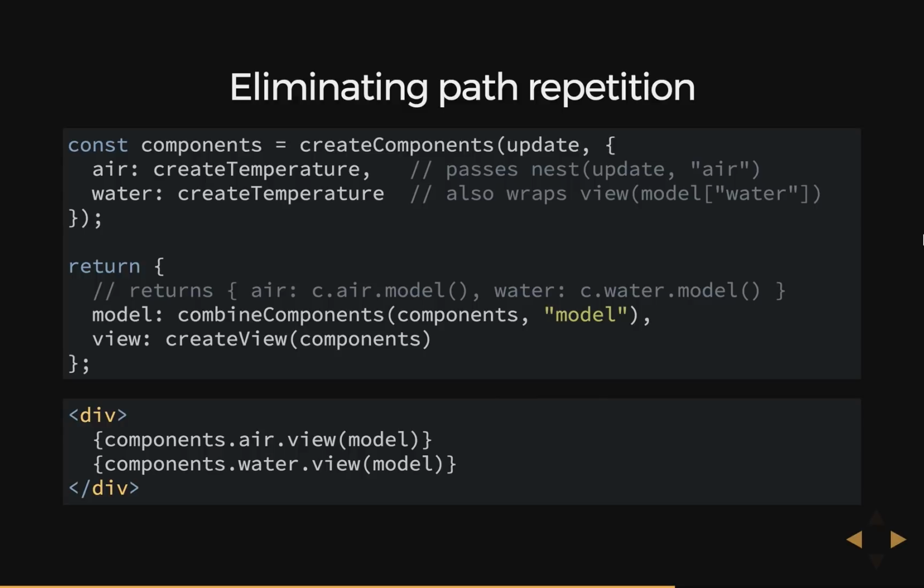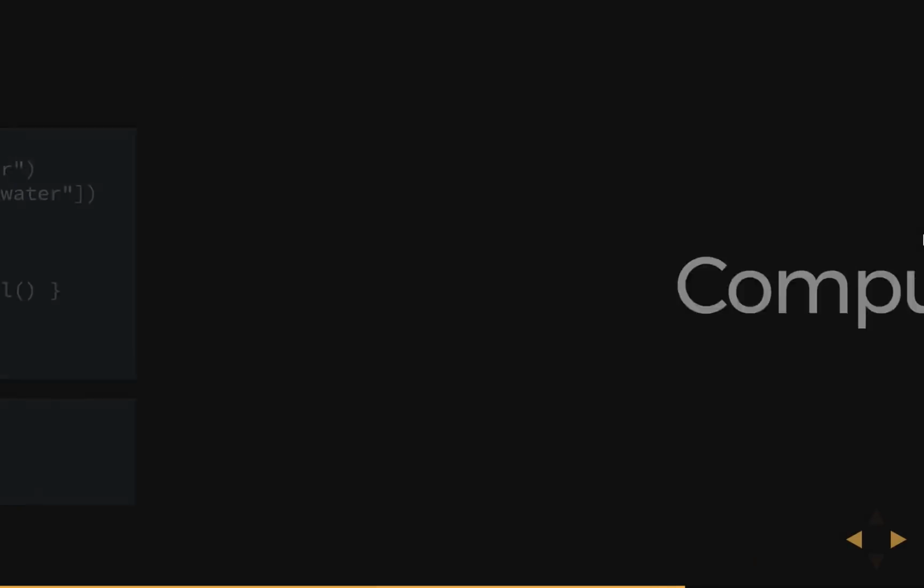So we've eliminated the path repetition because we just specify it in one place and then render the components in the view. I won't be going into details of the implementation of create components and combine components, but it's really not that difficult, and please have a look at the example code to see how they work. Or if you're feeling adventurous, why not try to first write them yourself? Because it's really not difficult. We're still dealing with plain objects and functions.